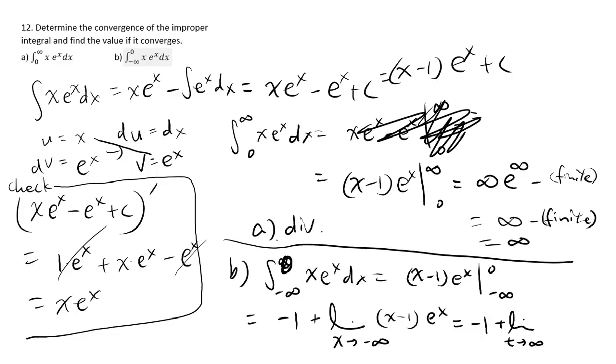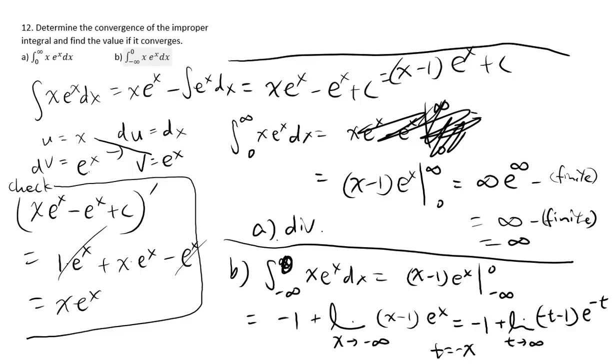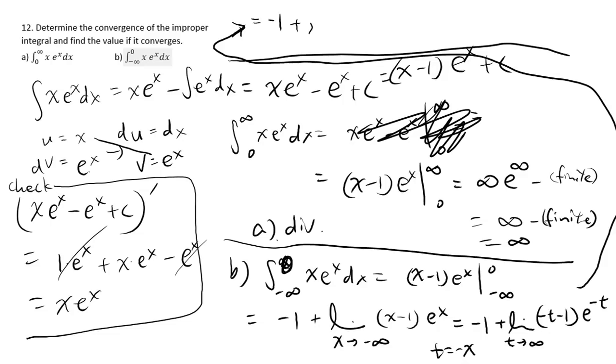So when x goes to negative infinity, t would go to positive infinity because t is negative x. So you get negative t minus 1 e to the negative t. So any x is now replaced by negative t. Oh, I need more room. Let me put it right up here. So that integral would be equal to negative 1 plus limit t going to infinity of negative t minus 1 over e to the t, because negative t power would mean that e to the t is in the denominator.